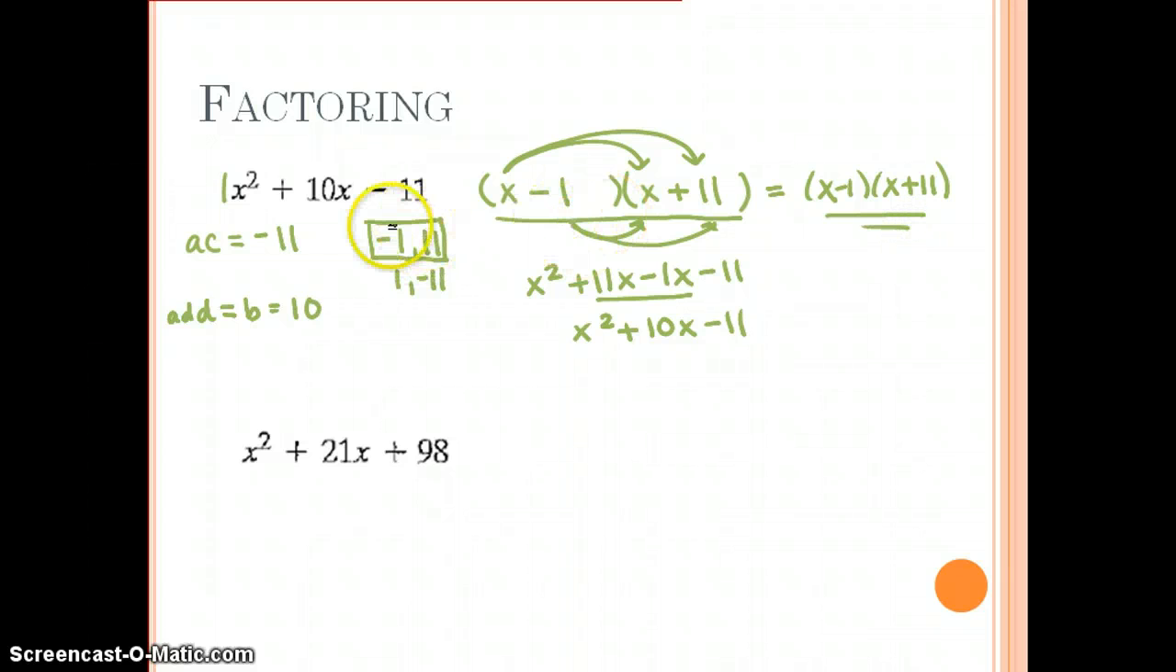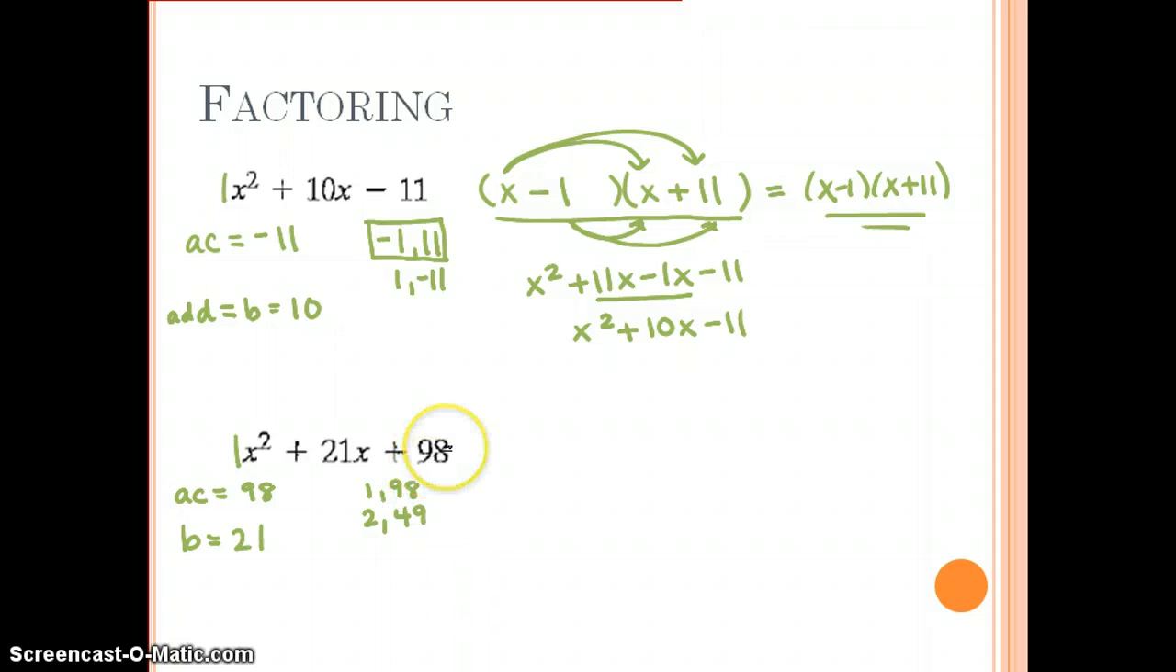So sometimes they're easy and you might not need to write them out, but sometimes you will. So for example, my second example, I first look and realize there's no greatest common factor between all three of them. It has to be between all three. So then I'm going to say, okay, a is 1. So a times c is 98. And b is 21, so the factors have to add to 21. So now I'm going to write out all the factors that multiply to 98. So 1 times 98, 2 times 49.